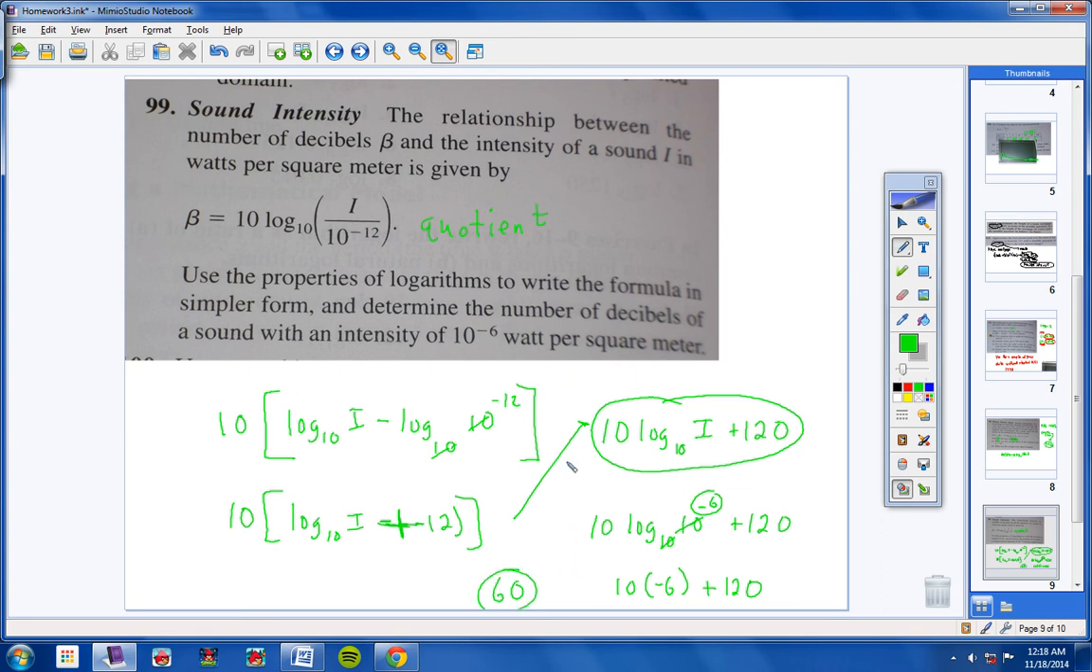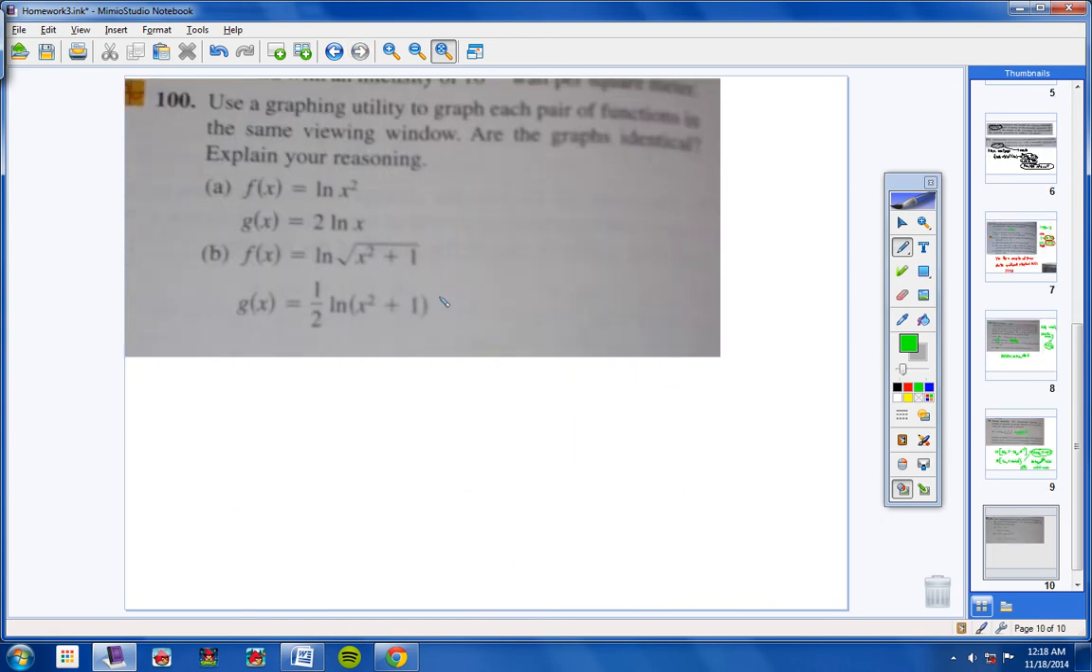We're just taking past principles we've learned, laws, and how to substitute numbers in and stuff like that, and just apply it to word problems, okay? All right, last problem and we're done. Okay, here we go. Use the graphing utility to graph each of these and see if they're identical.